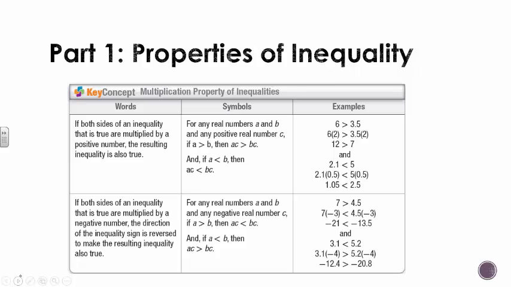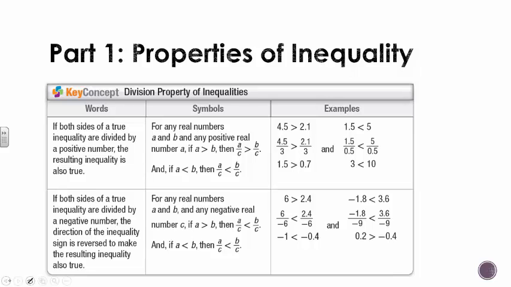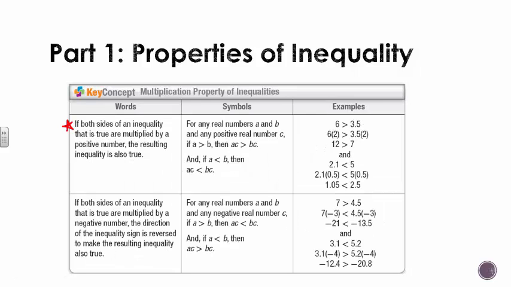So the multiplication property of inequality, there's two things here that we need to look at. And the first one says, if both sides of an inequality that is true are multiplied by a positive number, the resulting inequality is also true. So if you have an example like this, 6 is a number that's greater than 3.5. If I multiply both of them by 2, I still get something that's true. 12 is greater than 7, and it works every single time.